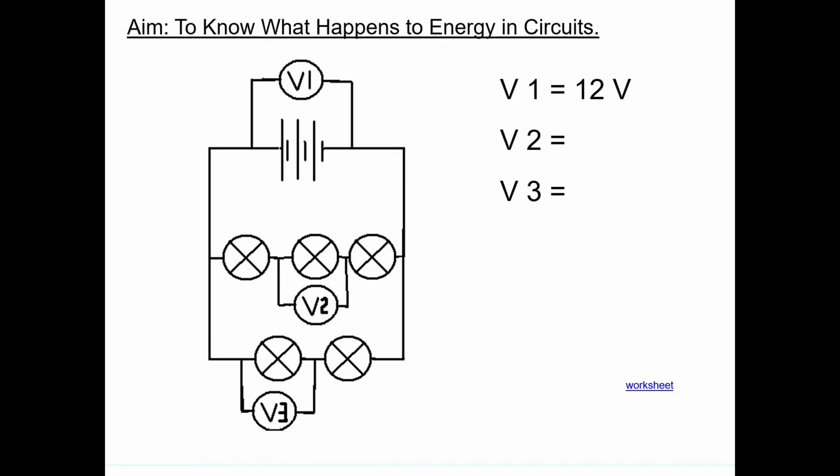Well, looking at the middle row there, there's 3 bulbs. That suggests they're going to drop 4 volts on each. Each bulb is going to drop 4 volts. So therefore, V2 is going to say 4 volts. On the bottom row, there's going to be a total of 12 volts dropped. And that suggests the electrons are going to spend 6 volts in each.